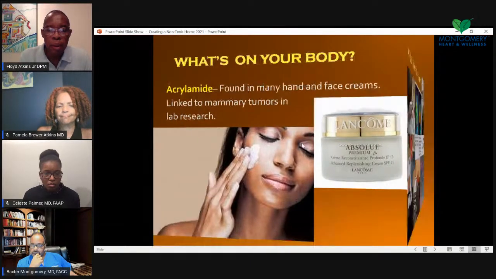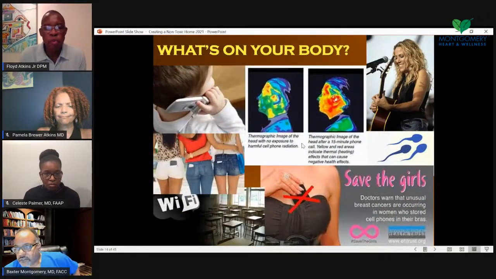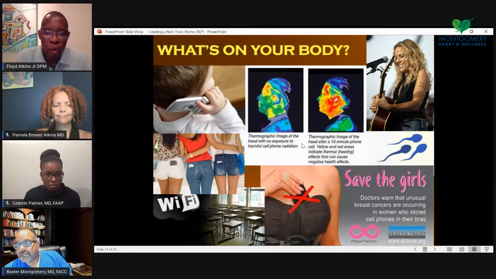I want to talk a little bit more about that, but one slide I want to really cover with you right here. This slide covers a lot of things, so bear with me for a minute. In the middle of the slide, the color picture shows two heads, a head on the left and a head on the right. That's a thermographic image, a thermal image of a person as they would look normally. And after talking 15 minutes on a cell phone, the image on the right is what the thermal appearance of their skin and head looks like.